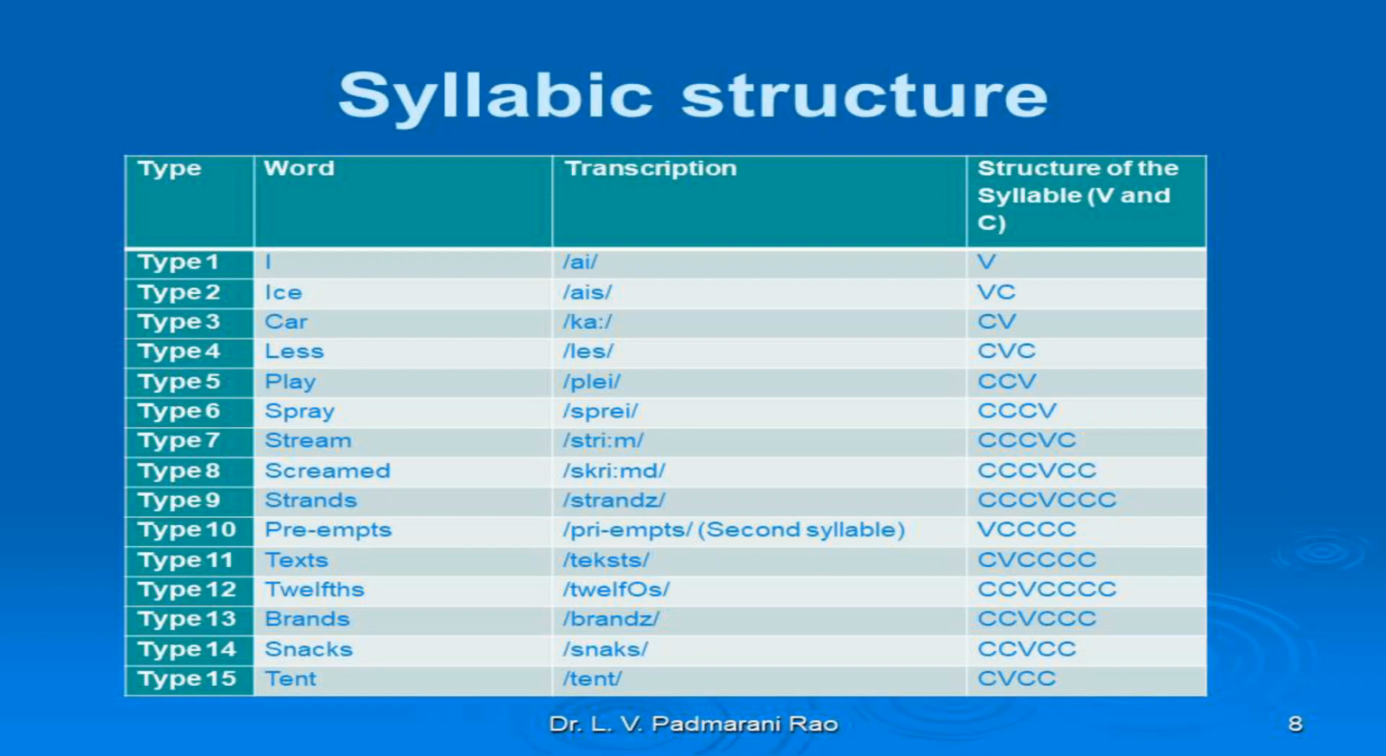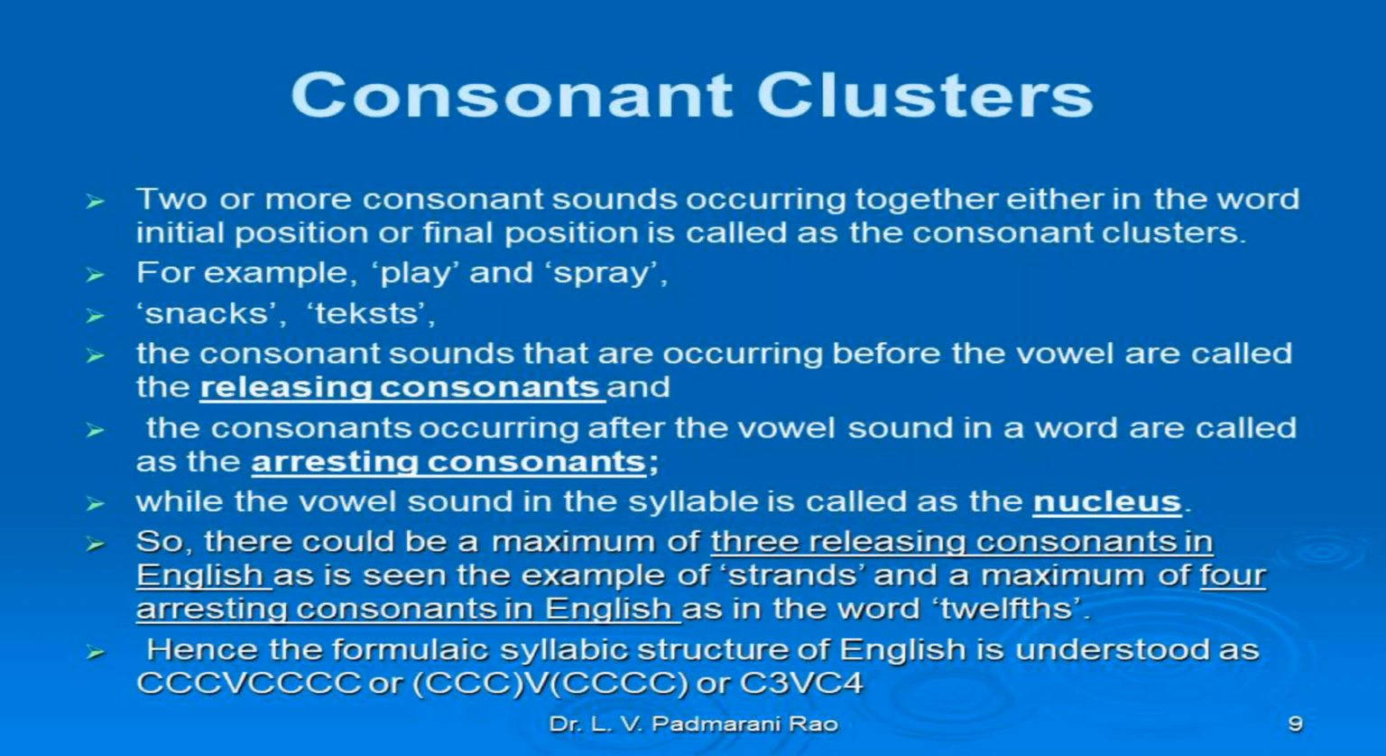Brands. Yes, it has got the syllabic structure of V, C. Snacks. It has got the syllabic structure of V, C. And tent. C. All these, however big the words are, are monosyllabic because they have got a single vowel sound in them with the syllabic structure. Now, the next concept is the consonant clusters.